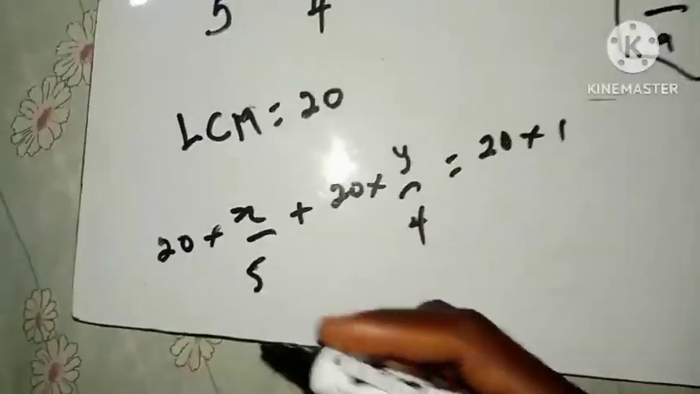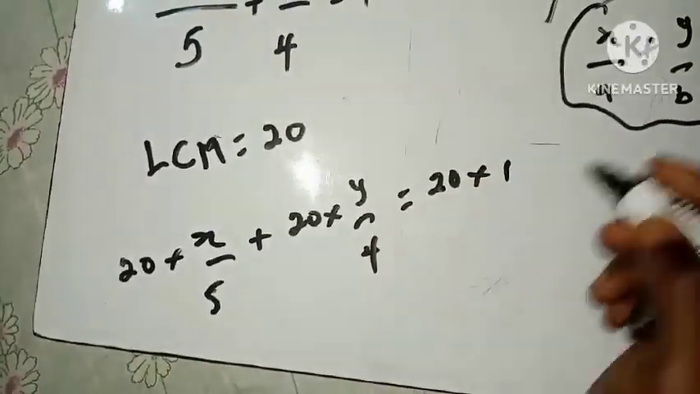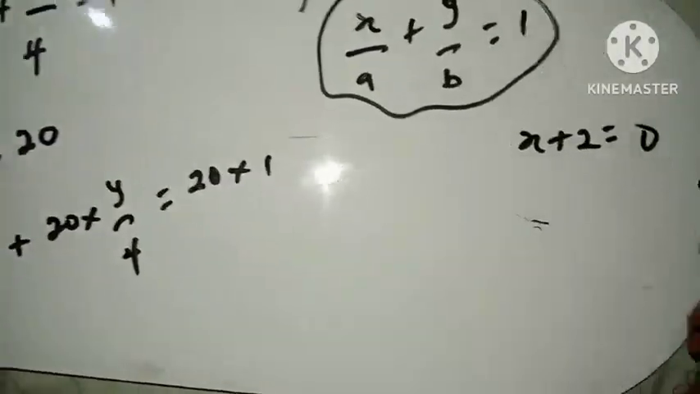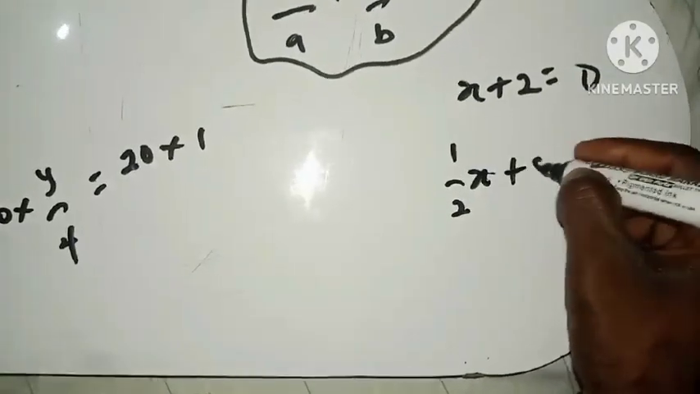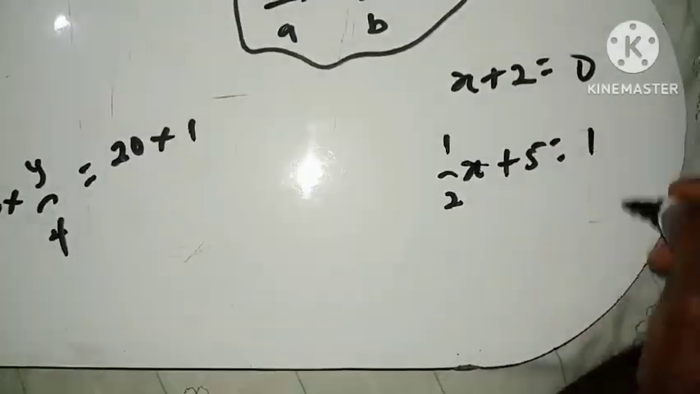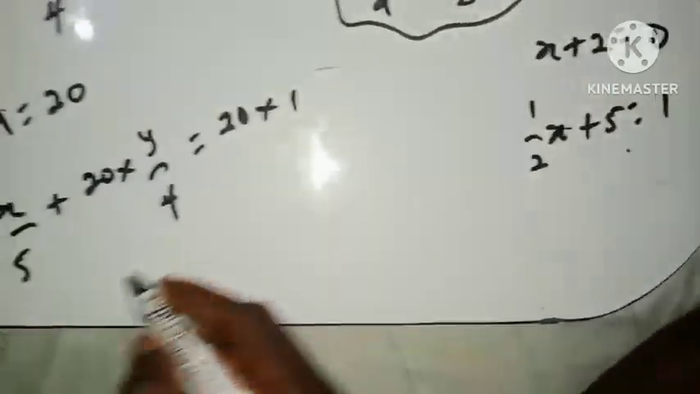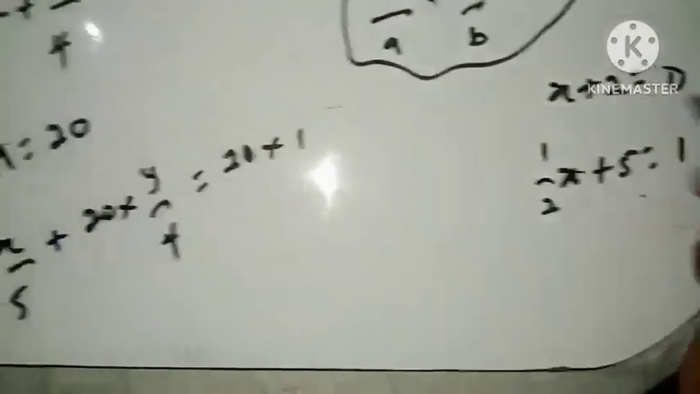So why are we doing that? We want to arrive at something linear and straightforward that we can easily solve. If I give you x plus 2 equal to 0, I believe you can easily solve this one. What will happen if I give you 1 on 2x plus 5 equal to 1? This should require another step as compared to this. So we are trying to bring this one to this point here, so that we can easily solve.